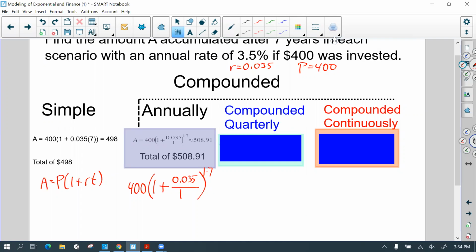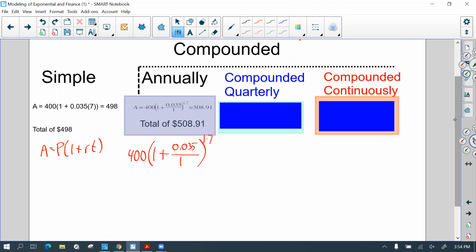If it's compounded quarterly, so again, following the formula, the principal times 1 plus the rate divided by how often it's getting compounded, raised to the k times t. So 400 is the principal, 1 plus the rate.